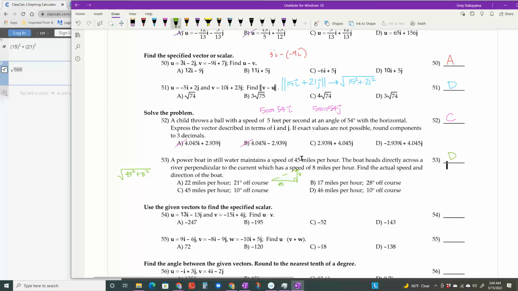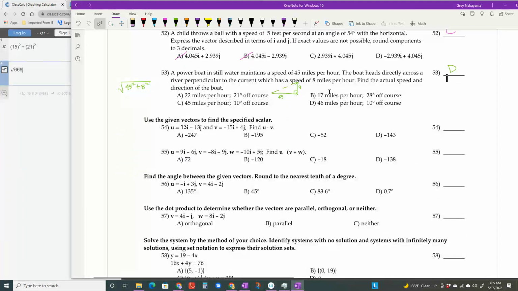You want to know how to do the angle? I can tell you the angle, but inverse tangent, I will tell you that you're looking for that angle. If you do inverse tangent, that's your theta right there. Okay, moving on, we're almost done here.